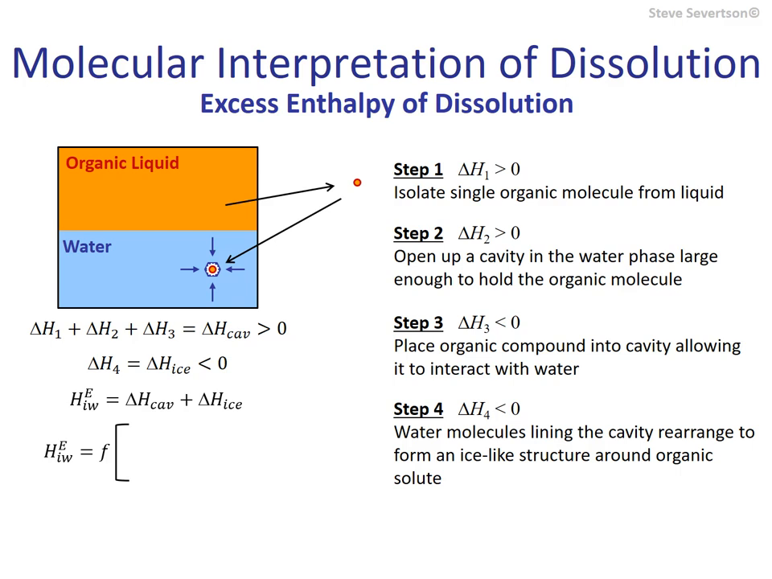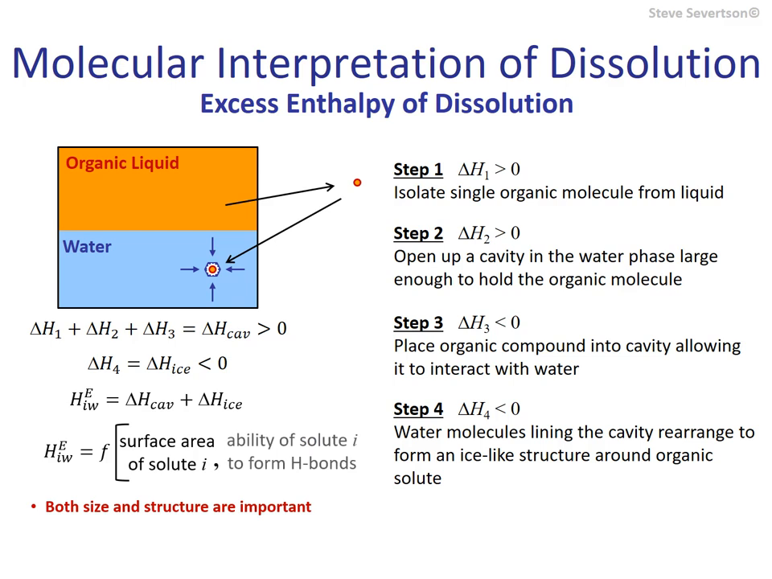As you might expect, this value is dependent on the size of the organic compound, specifically the surface area of its nonpolar regions. The greater this surface area, the greater the disruption to the hydrogen bonding network in water. Within a chemical family, surface area correlates with molecular weight, but care must be taken when crossing between families. Structures that are more highly branched and/or have a higher connectivity will have a lower surface area when compared with unbranched species of similar molecular weights. Thus, both size and structure matter in determining excess enthalpy and ultimately solubility.